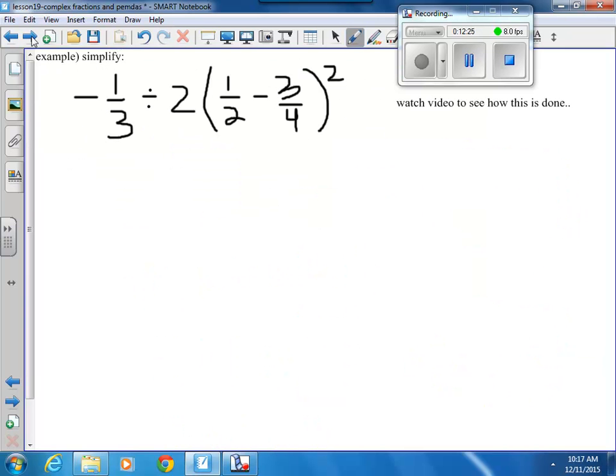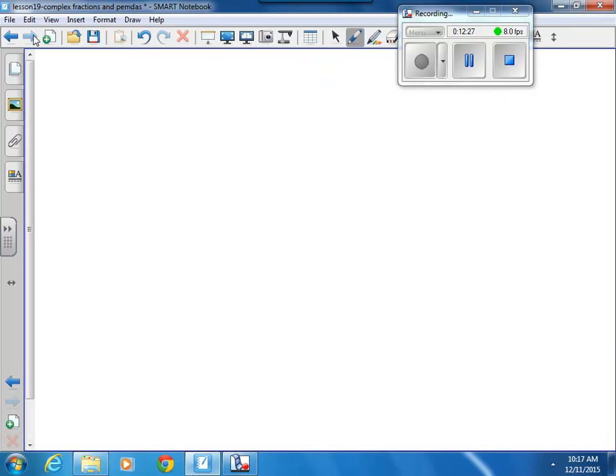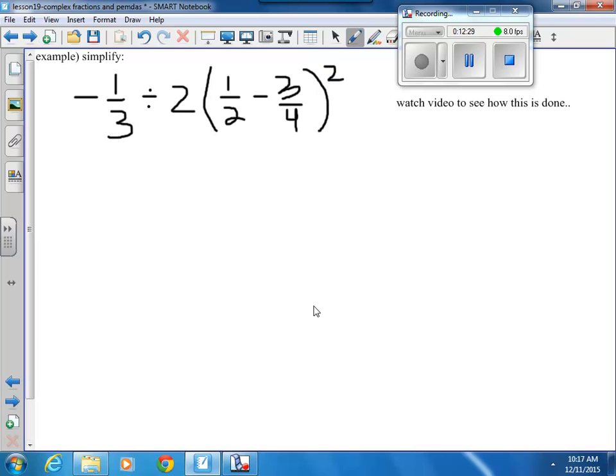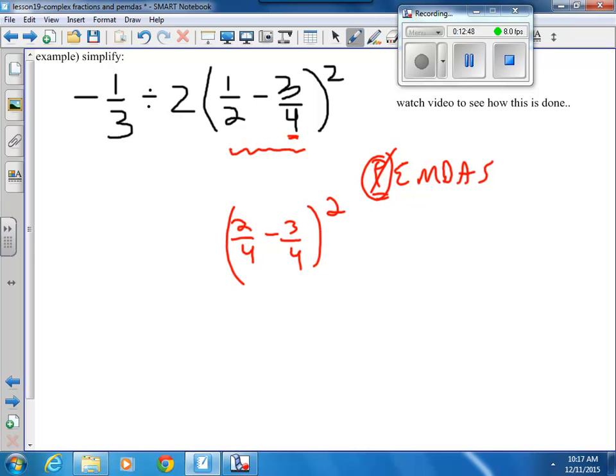And I think this is our last one for today. Yep, last slide for the guided notes. Okay, let's try one more time. Inside the innermost parentheses, always thinking about PEMDAS telling us to do the parentheses first. Okay, so half minus 3/4, LCD is 4. So 2/4 minus 3/4, whole thing squared.